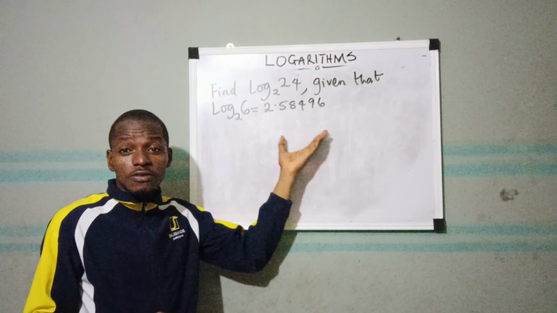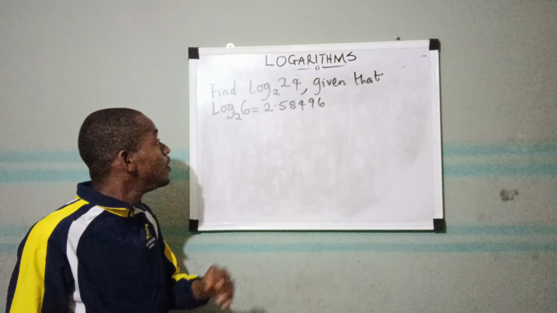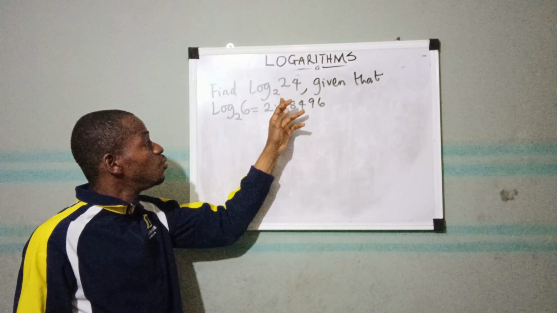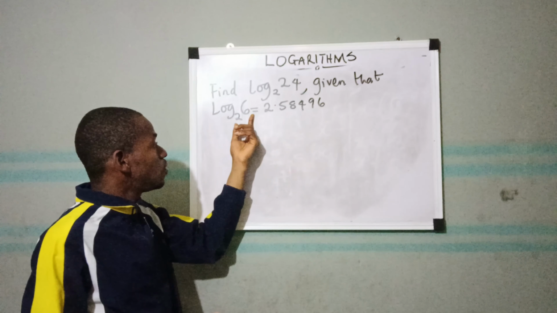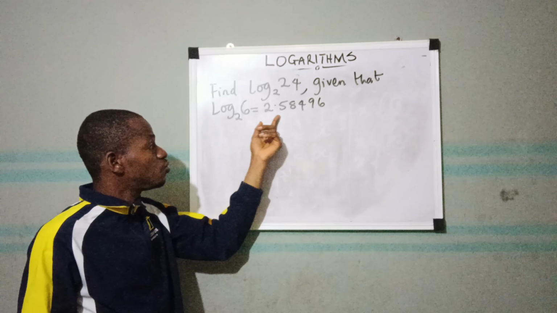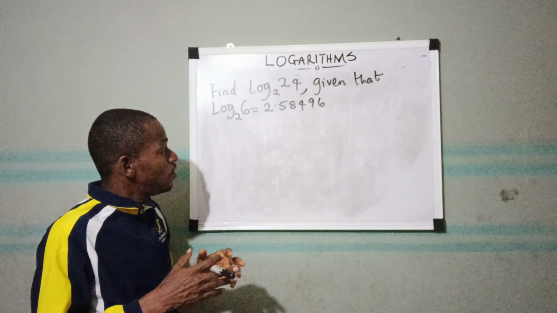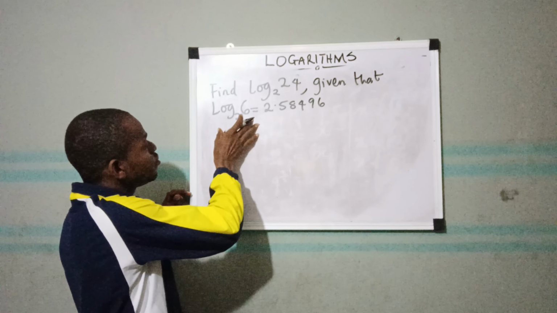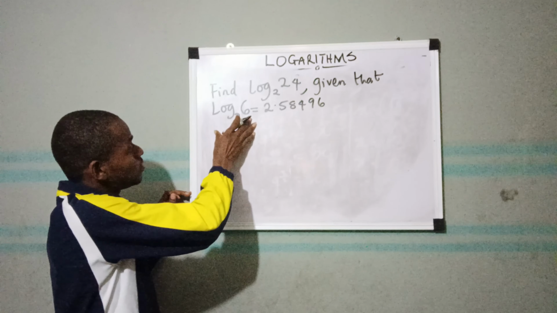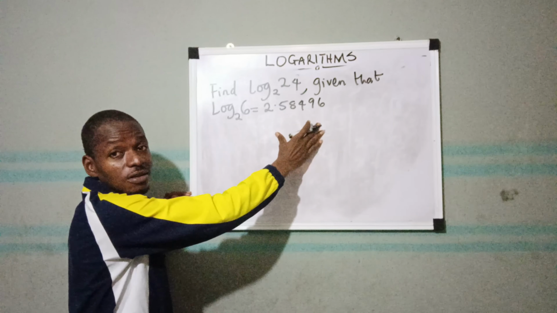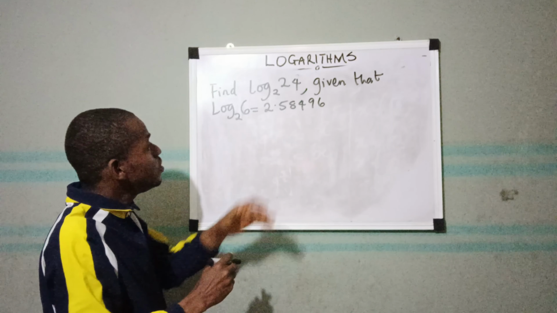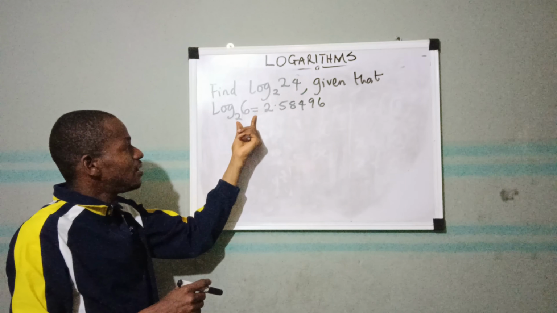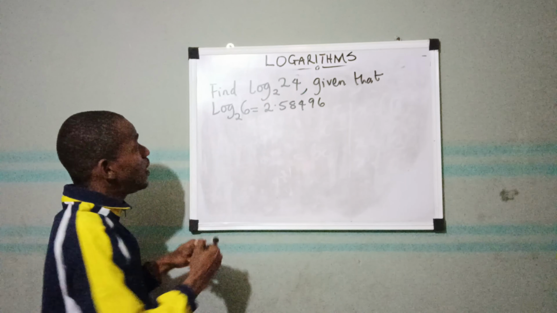Okay, let's look at this final example for today. It says find the logarithm of 24 base 2 given that log 6 base 2 is equal to 2.58496. Now the first thing, we already have what to work with. This is log 6. We have been given the value. Now what we need to do is to split this 24 to be like this 6. Now how do we do that?